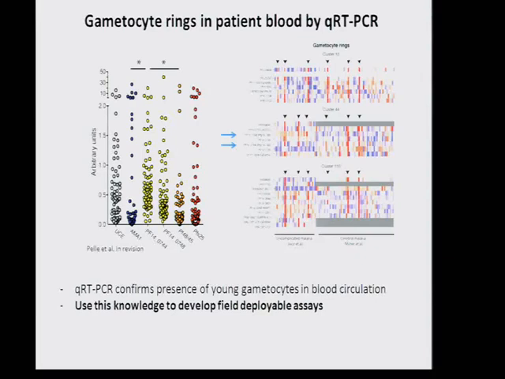So basically, we can use this knowledge now to develop a qPCR assay that covers the circulating asexual and sexual parasite, and that could then get at some of the questions that we want to ask in terms of parasite infection, gametocyte infection, and infectiousness.